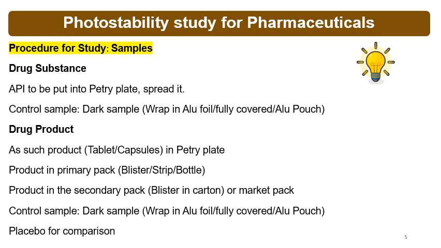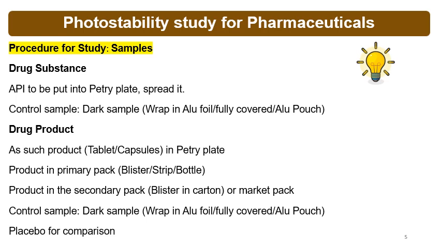Then drug product. If you are testing tablets and capsules, put some tablets and capsules in a Petri plate and don't cover it. It should be open. Product in primary pack, that is blister pack or strip, or you can put the bottle. Product in the secondary pack, like blister in carton or the intended market pack, is also required to be kept. Similarly here, the control sample or dark sample can be prepared by wrapping in aluminum foil or fully covering it, or an aluminum pouch can be used.